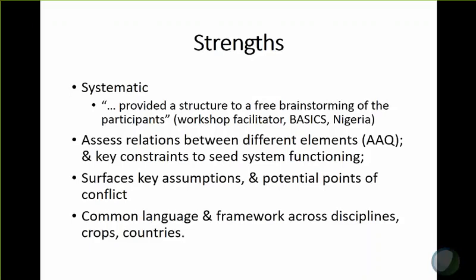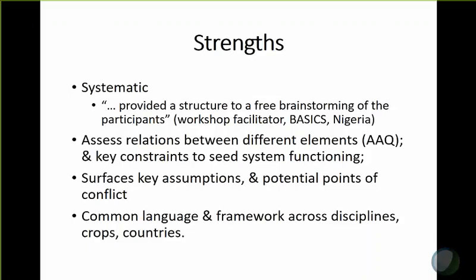One of the comments from the basics workshop in Nigeria, which perhaps Hemant can comment on further, is that it allows people to look at the relationships between the different elements of availability, access, and quality of seed. And in that way, we can start to understand some of the key constraints to seed system functioning.